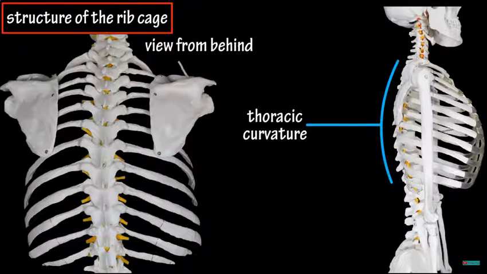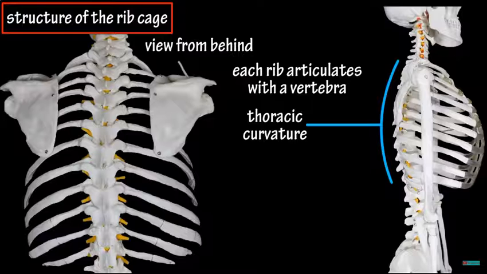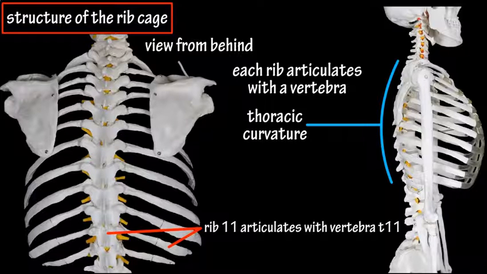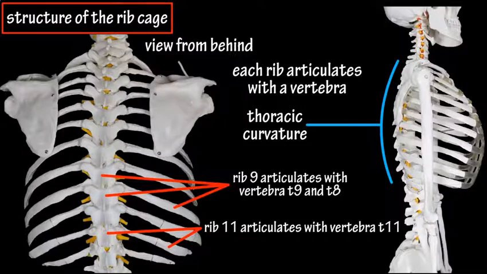The thoracic vertebrae make up the thoracic curvature in the vertebral column, as you can see here. Each of the 12 ribs articulate, or form a joint, with the corresponding vertebra. So, for example, rib 11 articulates with vertebra T11, and some of the ribs, such as rib 9, articulate with T9 and the vertebra above, T8.